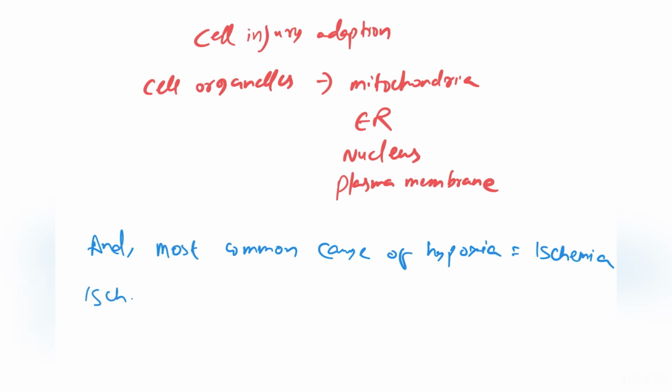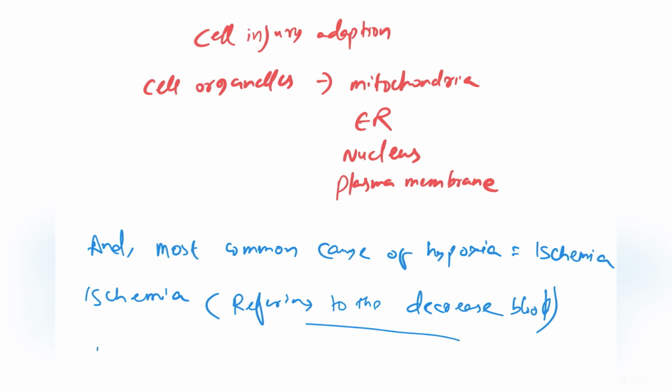What do you mean by ischemia? It is referring to decreased blood supply. If there is a decreased blood supply to a tissue, then there will be a decreased supply of oxygen and nutrients both. So ischemia is a more severe form of cell injury than hypoxia, as when blood supply decreases, the supply of all nutrients including O2 is diminished.